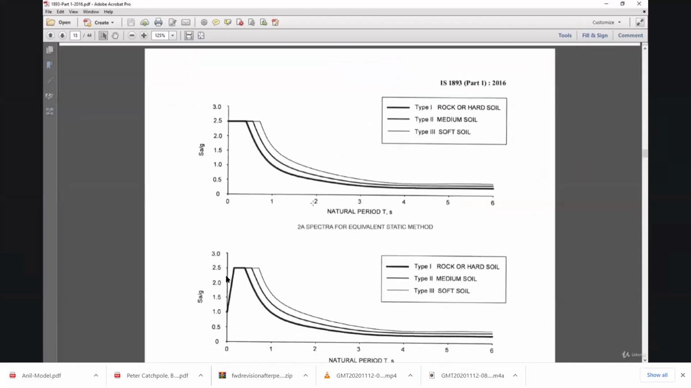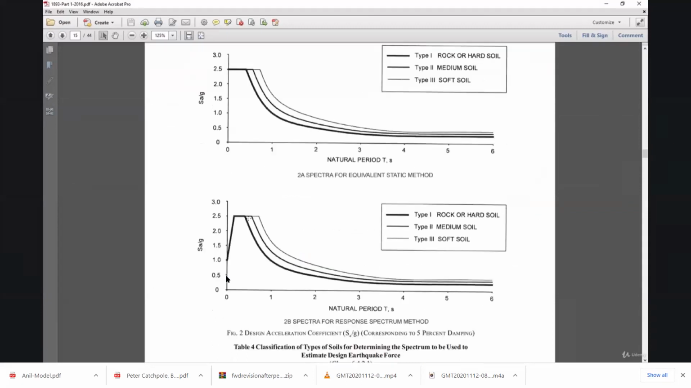from this curve. So if we know the natural period of the building, which code gives us a formula to calculate, we can calculate the SA by G value. You will notice that there are two response spectrum curves. In the previous code, there was only one response spectrum, but now if we are designing by the equivalent static method, the code has instructed us to take the 2.5 SA by G from this point to this point. But if we are doing the response spectrum method, we can consider this part.